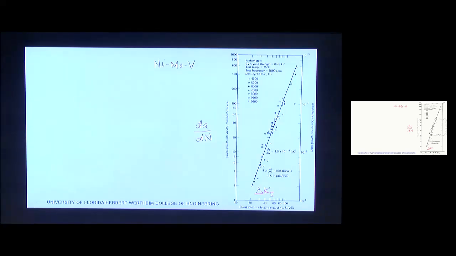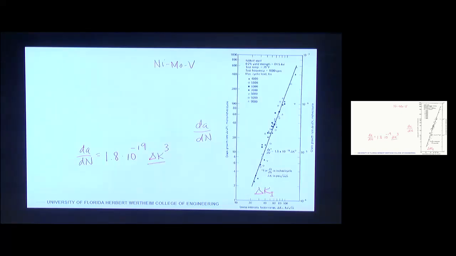And they have a slope on here that says dA/dN is equal to 1.8 times 10 to the minus 19. And I say slope because this is a log-log plot. So everything that's shown as a line on a log-log plot is not actually the equation of a line, it's a power equation. That's why we have this here. And in this case, it's a power of 3.